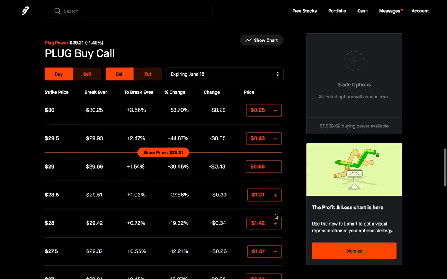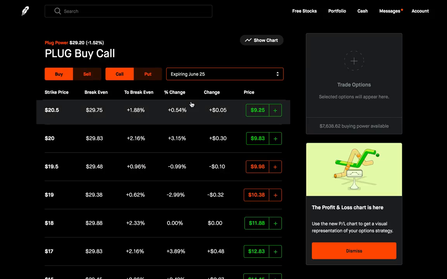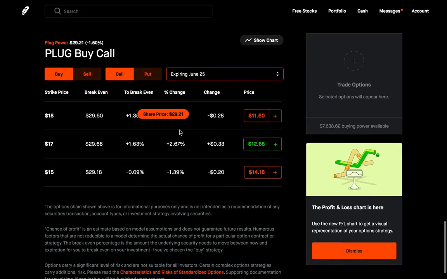The first thing you need to do, of course, is choose an expiration date. I'm going to choose June 25th, just to give the stock enough time to be in the range we want it to be. June 18th is tomorrow, so let's go to June 25th again just to give us enough time.